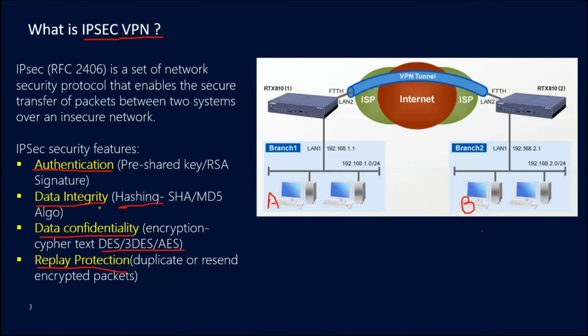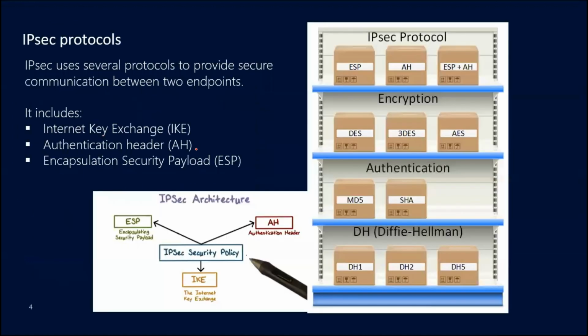So these four features are the very important features which come under IPsec. I hope you understand what is IPsec. Basically, it's a kind of protocol which provides us the secure transfer of packets with the help of a tunnel, and we have four features under it.